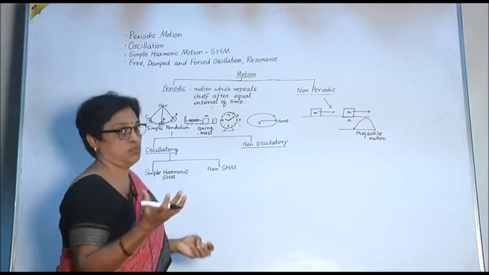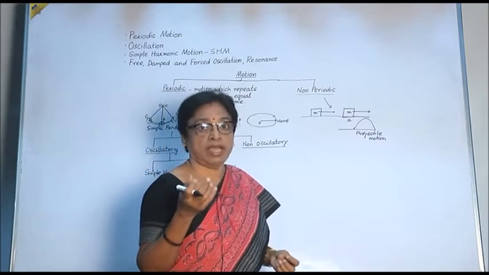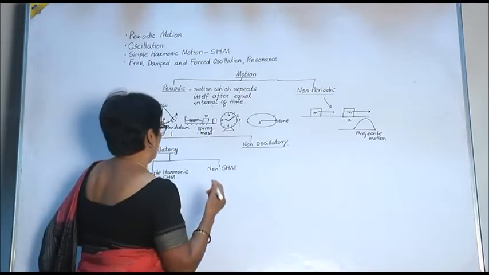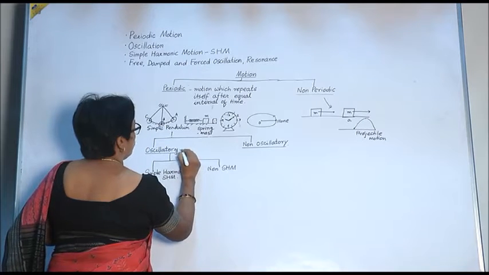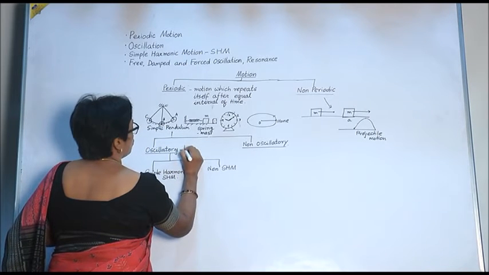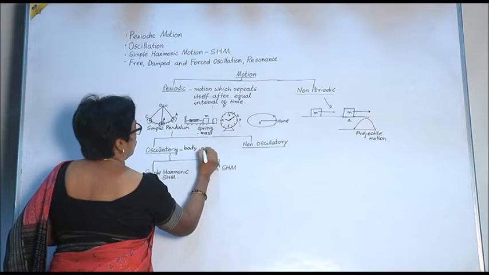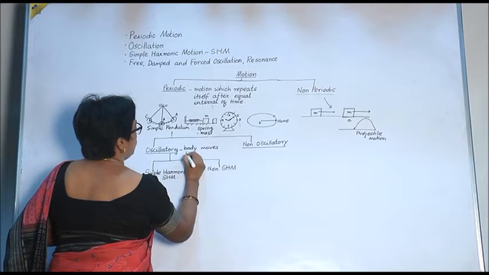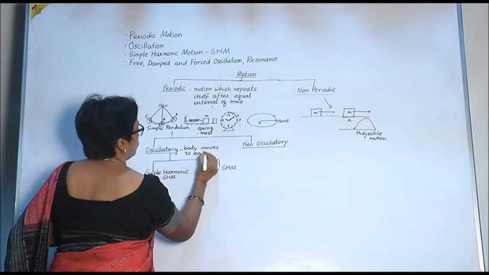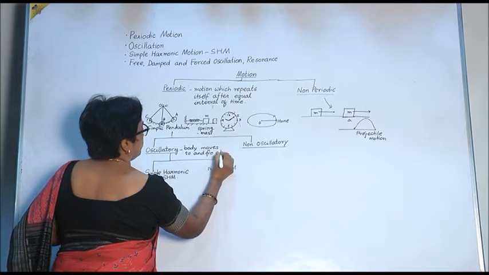Now, oscillation, from this word you can understand what is oscillation. Oscillatory motion is the one in which the body moves to and fro about a mean position.